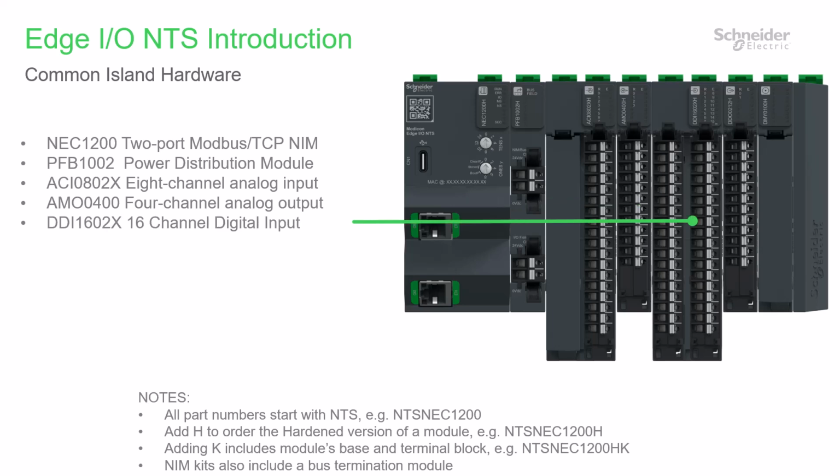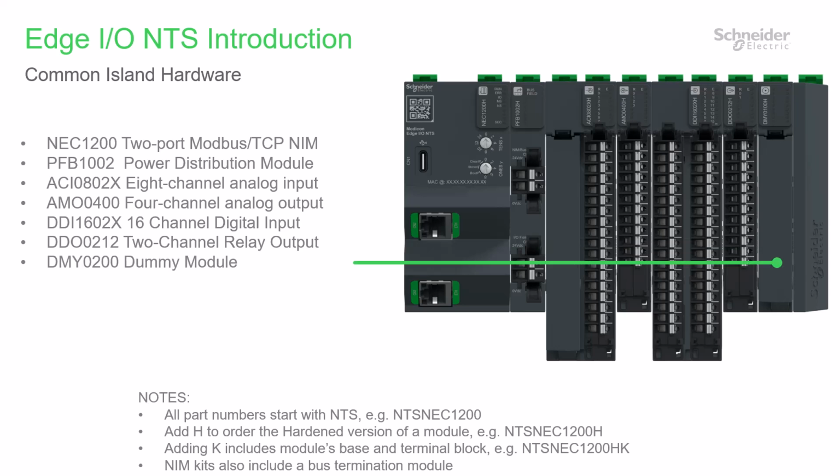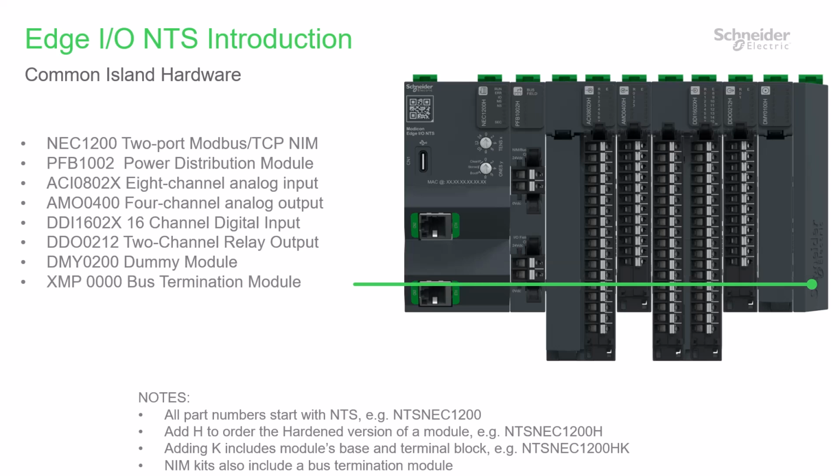Then there's a 16-channel DI module and a 2-channel relay module. Beside that is a dummy module, which acts as a placeholder for a module to be added later. Finally, a termination module is required at the right end of the cluster. If you purchase the kit version of any module, it includes the required base. Bases provide the attachment to the DIN rail and also connect to each other to pass intermodule communication and power. The kit version of the NIM includes both its base and bus termination module.